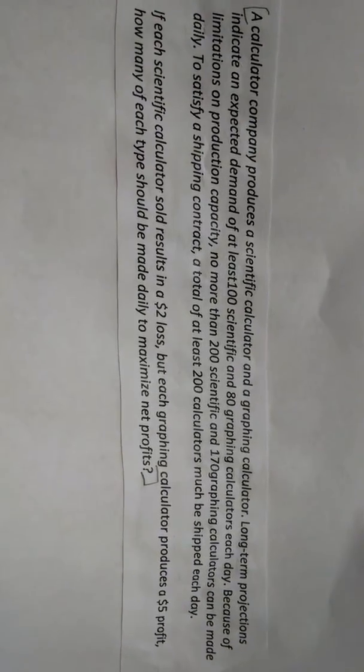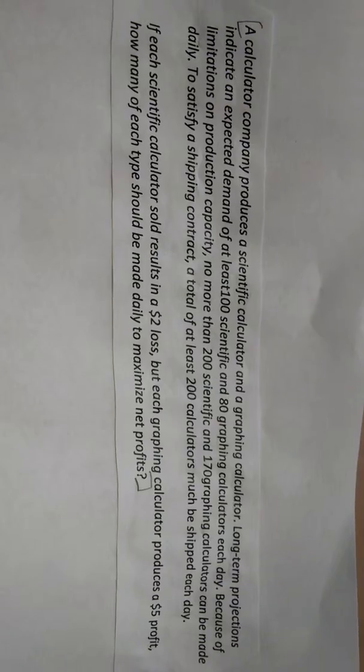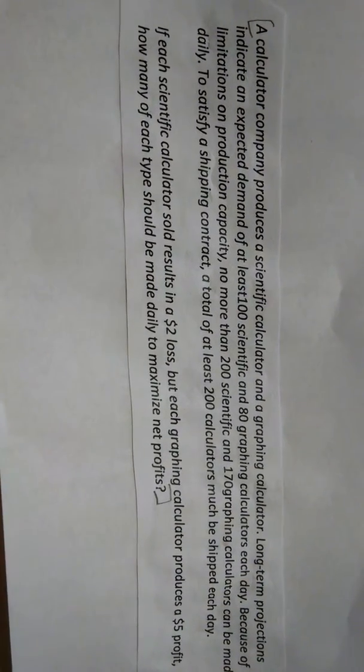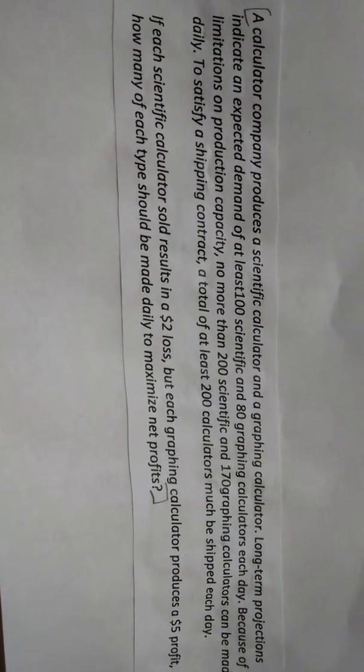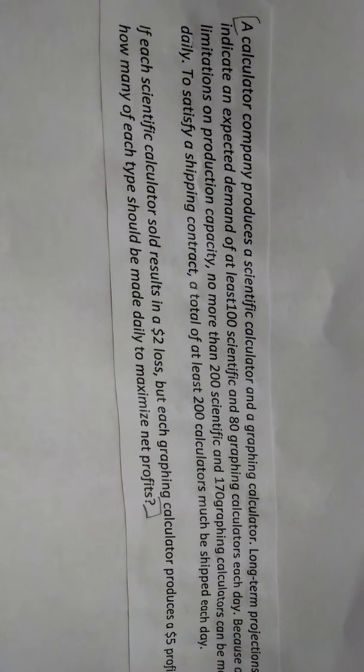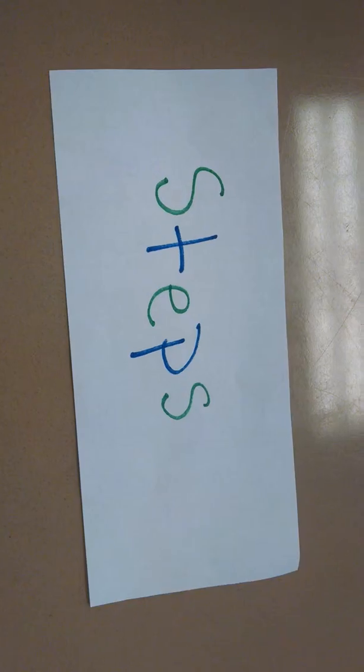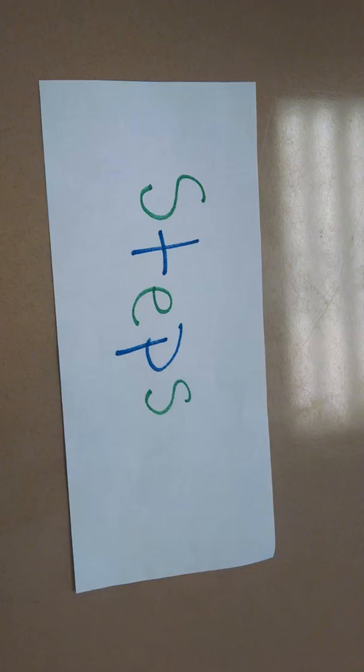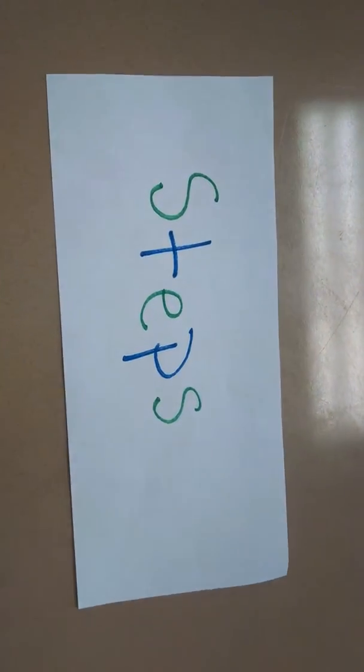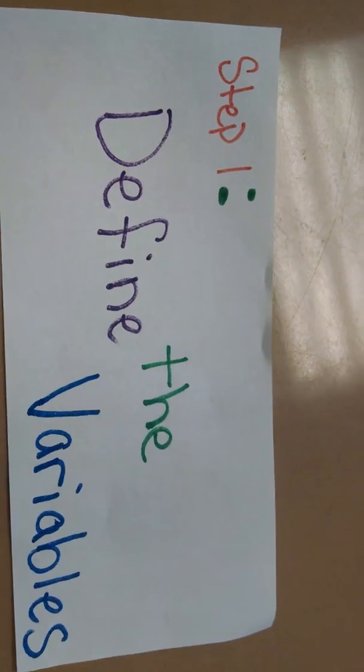If each scientific calculator sold results in a $2 loss, but each graphing calculator produces a $5 profit, for how many of each type should be made daily to maximize net profit? Coming up next are the 6 steps to solving the linear function.